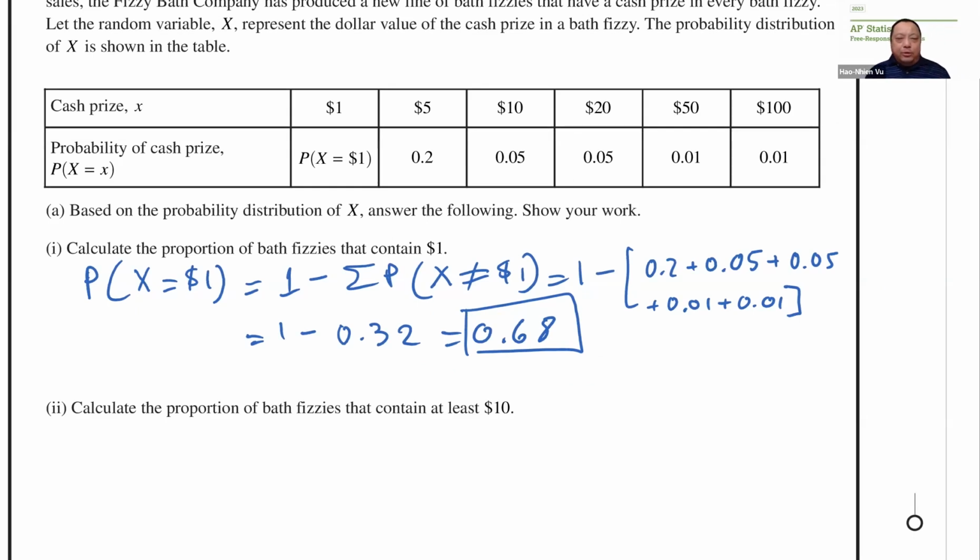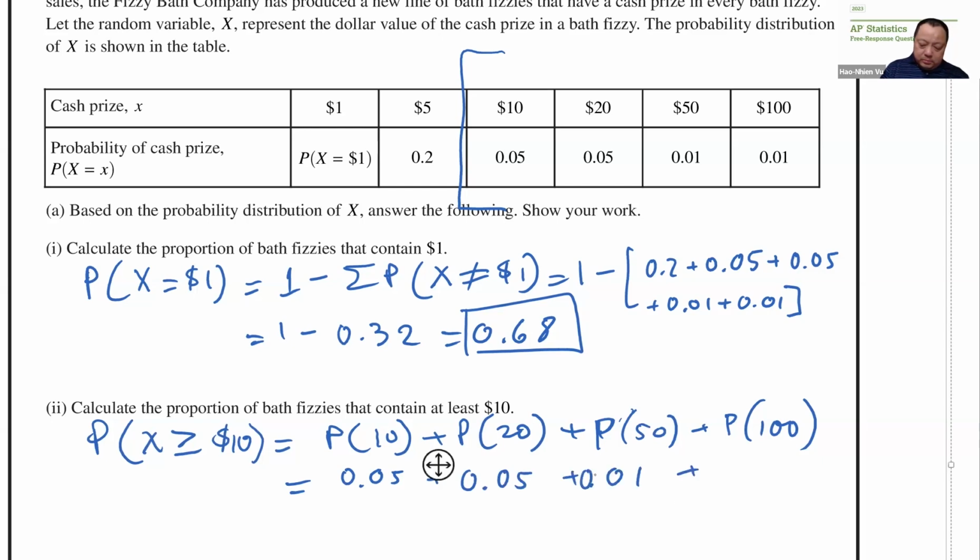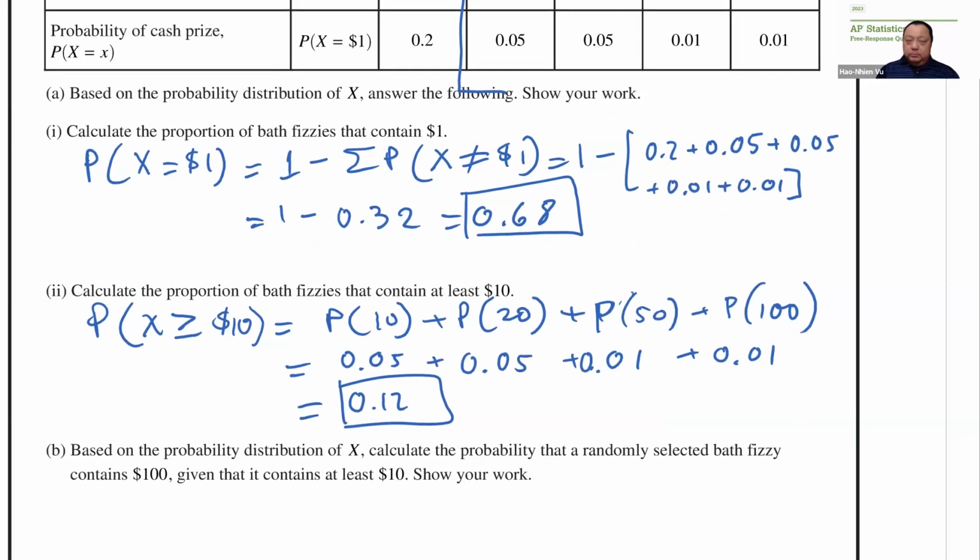Subpart II, calculate the proportion of bath fizzies that contain at least $10. At least $10 means all of these people. And that means 10, 20, 50, 100. And it is equal to 0.12.